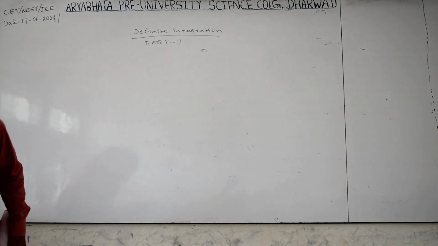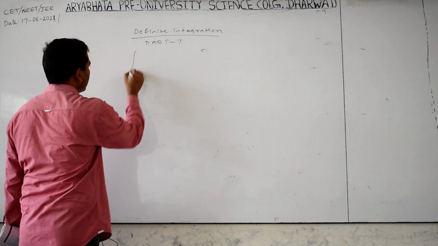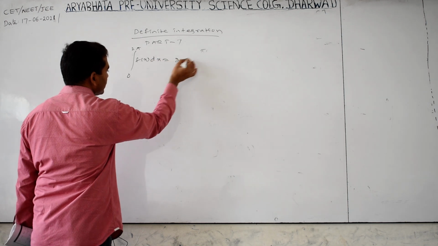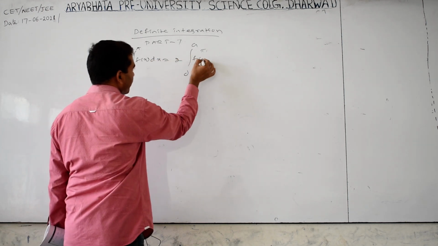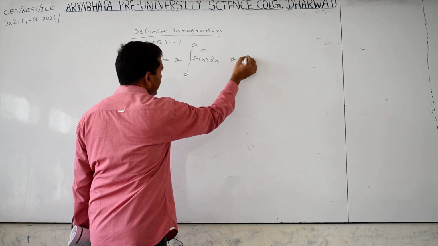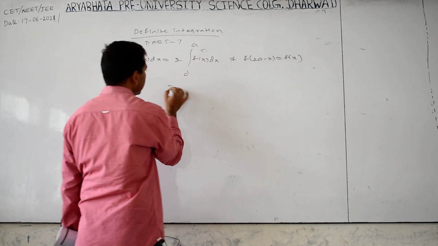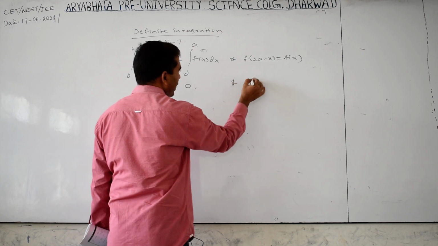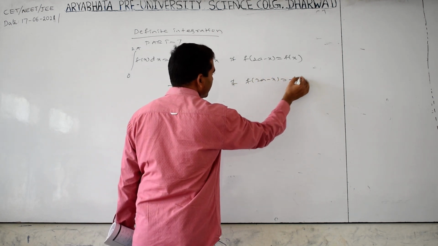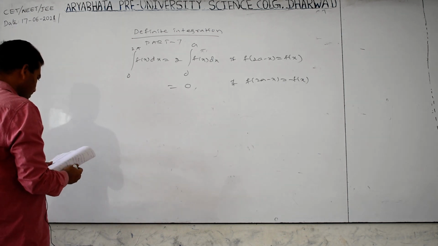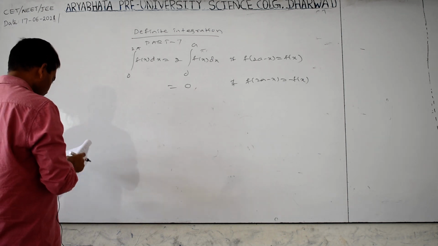Yes, next property: integration of 0 to 2a of f of x dx is equal to 2 into integration of 0 to a of f of x dx if f of 2a minus x equals f of x. Then this is 0 if f of 2a minus x equals minus f of x. Right?